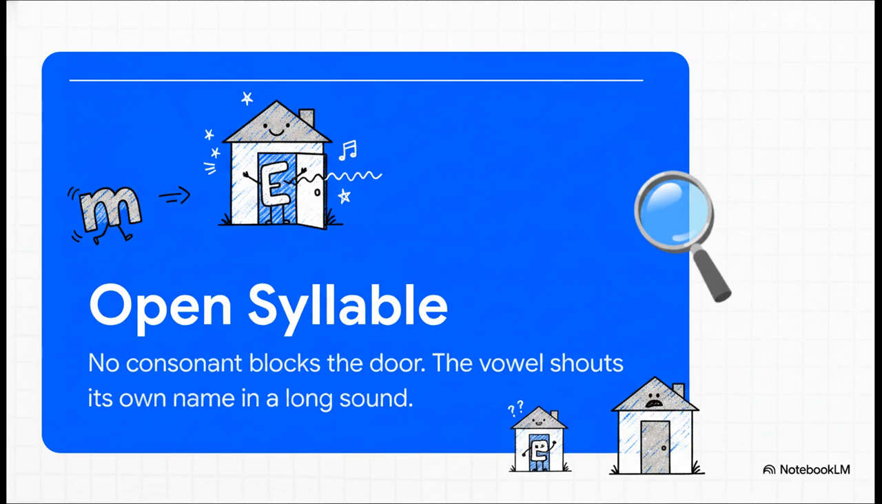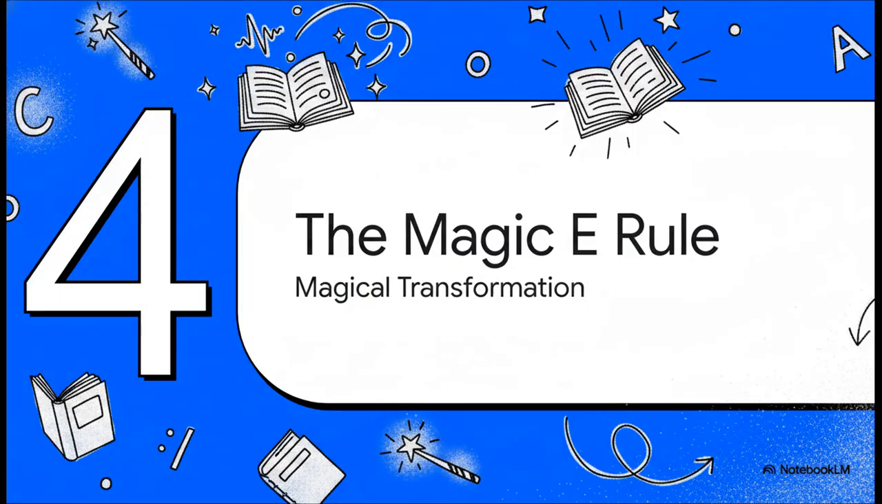This simple house and door analogy is fantastic because it instantly demystifies for young minds exactly why vowels change their sounds. Closed door, short, scared sound. Open door, long, confident shout. Let's jump into Section 4, the Magic E Rule.